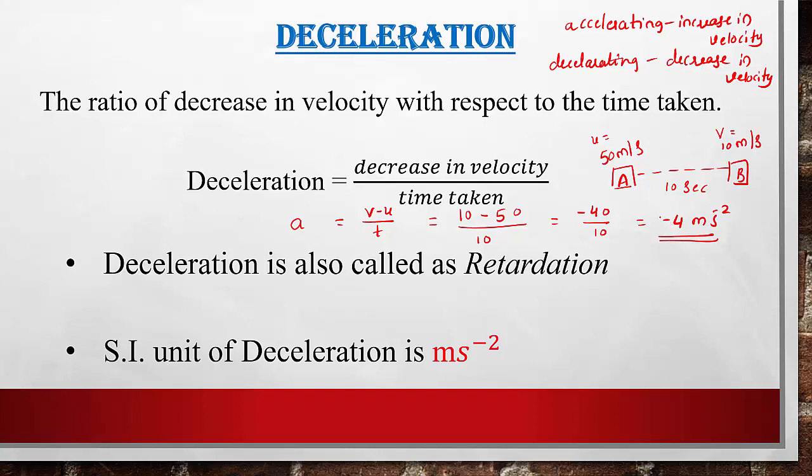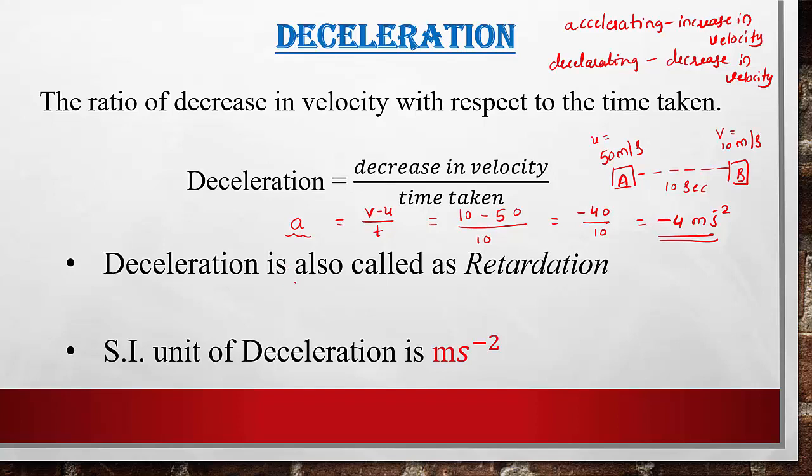So remember, this negative sign always indicates that the vehicle's velocity is decreasing. Whenever the velocity decreases, we can say that the object is decelerating, but it has the same symbol a. a equal to (v minus u) by t. It is the same equation, but the answer we get is negative because the velocity is decreasing.